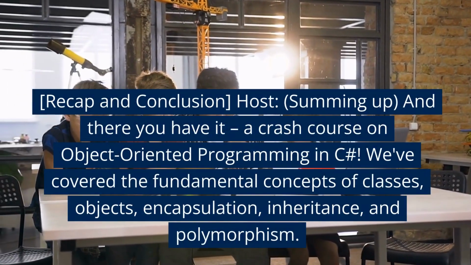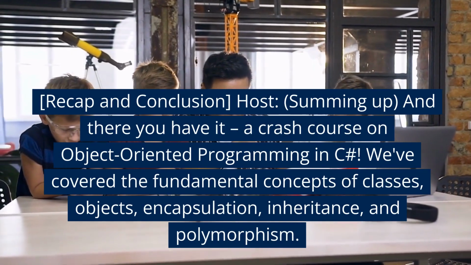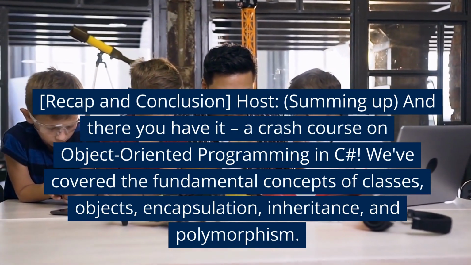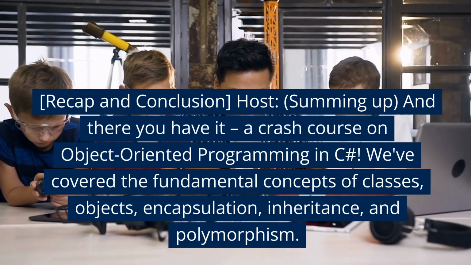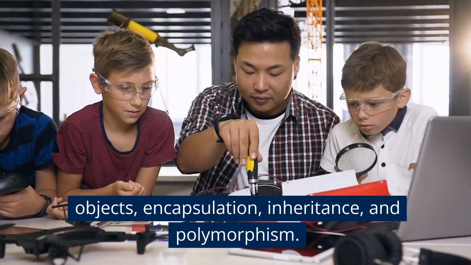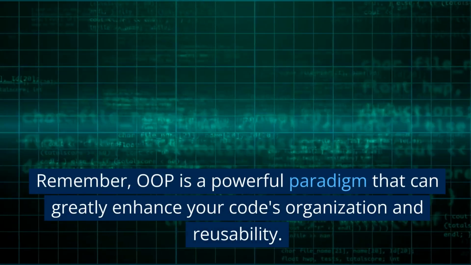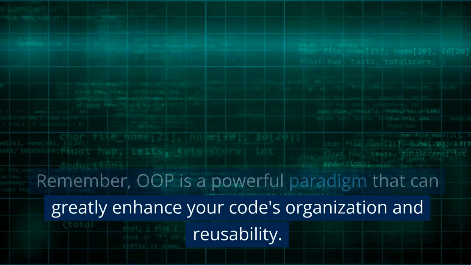Recap and conclusion. And there you have it. A crash course on object-oriented programming in C#. We've covered the fundamental concepts of classes, objects, encapsulation, inheritance, and polymorphism. Remember, OOP is a powerful paradigm that can greatly enhance your code's organization and reusability.